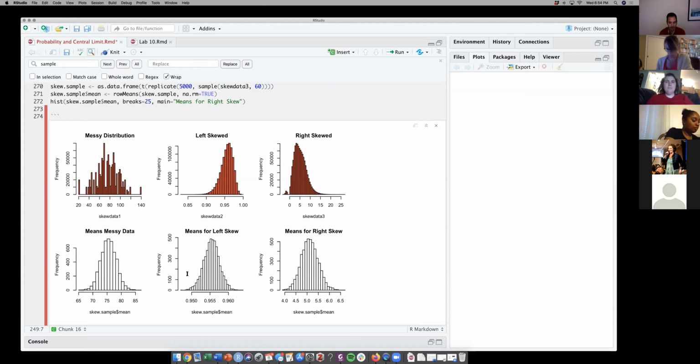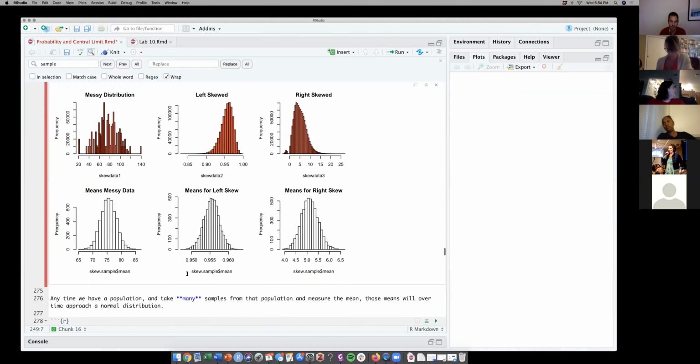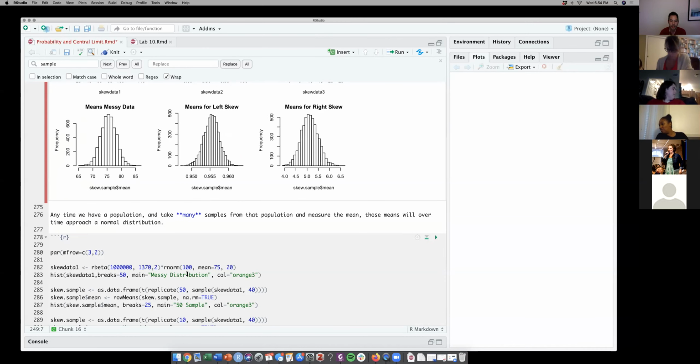So when we take samples from any population and we calculate the means of those samples, they will form a normal distribution. And why that is important and good is because we know where data should fall in a normal distribution. We know that 68% of the data will fall within 1 standard deviation of the mean, and that 95% of the data will fall within 2 standard deviations of the mean. And that's really, really useful.